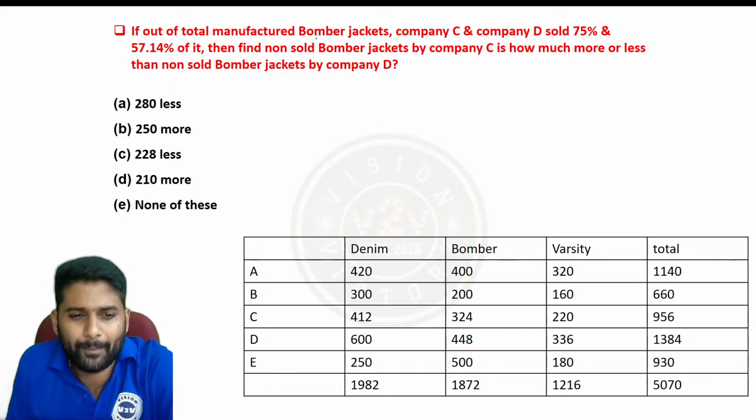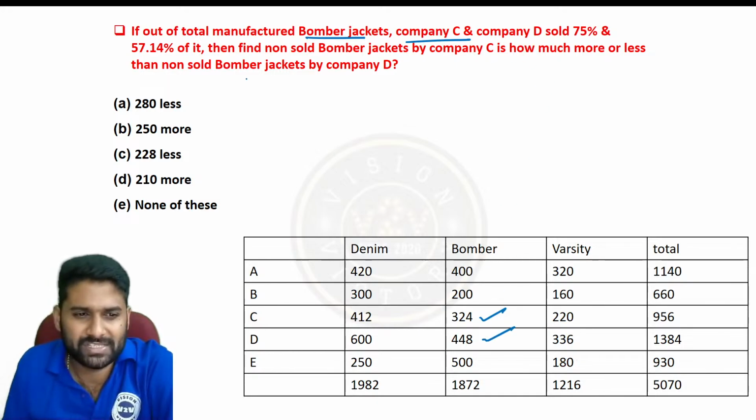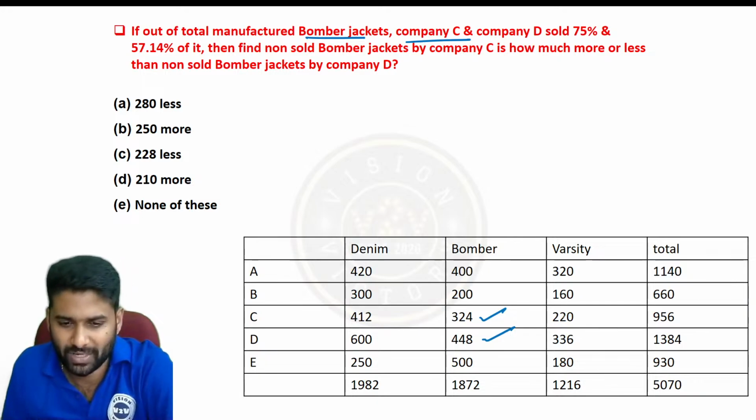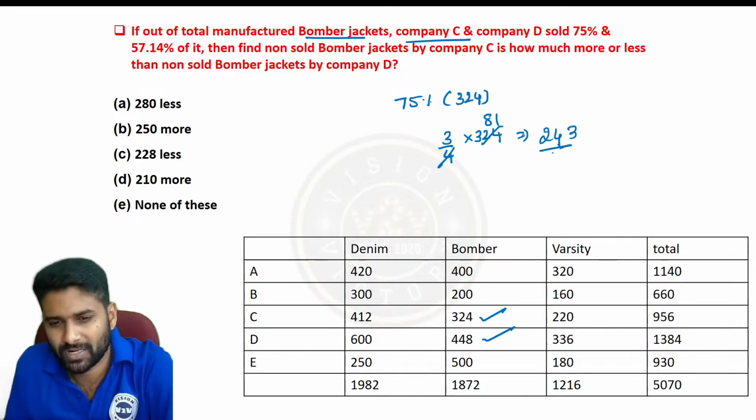If, out of the total manufactured bomber jackets from company C and D, company C and company D sold 75 percentage and 57.14 percentage of it. Okay, first find the value of 75 percentage of 324. 75 percentage means 3/4 of 324. So 243 here.